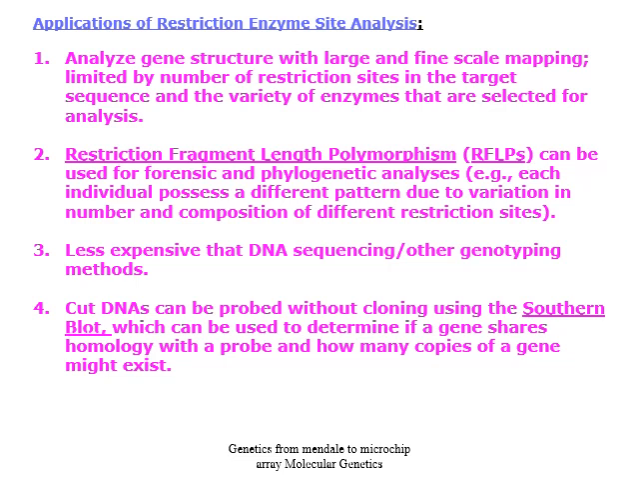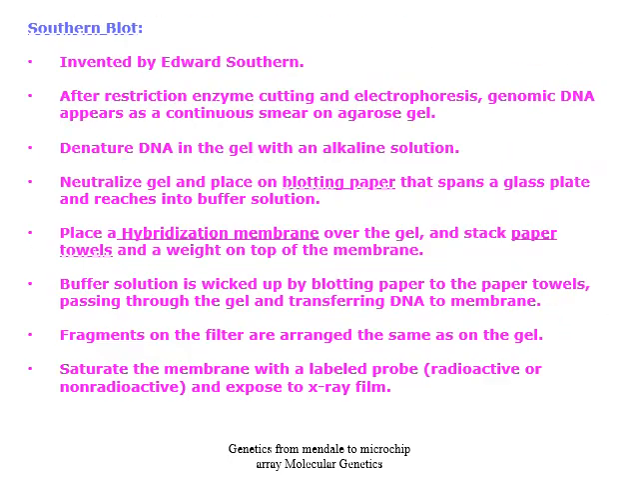Restriction fragment length polymorphism can be used for forensic and phylogenetic analysis. Each individual possesses a different pattern due to variation in the number and composition of restriction sites. This explains DNA sequencing and other genotyping methods. Cut DNA can be probed without cloning using the Southern blot, which can be used to determine if a gene shares homology with the probe and how many copies of the gene might exist.